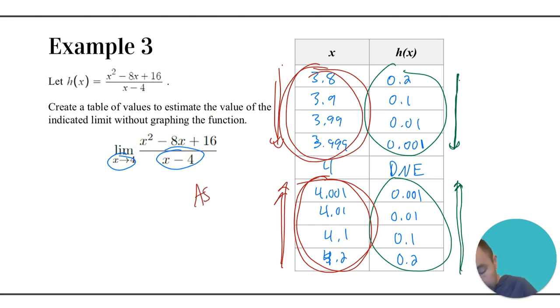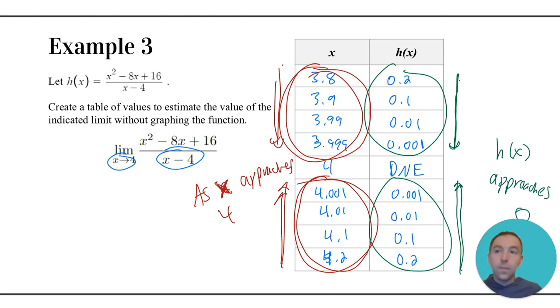So basically we're seeing from the left side that as x approaches 4, and on the right side as well, h of x is approaching 0. So what we'd be able to conclude from this is that the limit of the function h of x as x goes to 4 seems to be 0. And that actually is legitimately true in this particular case.